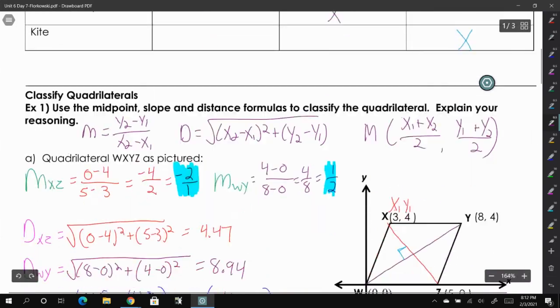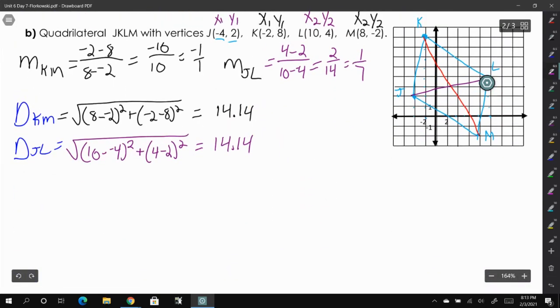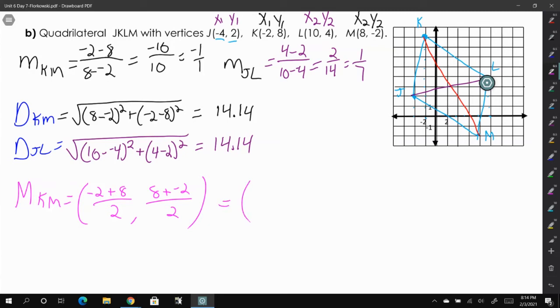So then we'll find the midpoint. The midpoint of KM is going to be -2 plus 8 over 2, comma, 8 plus -2 over 2. -2 plus 8 is 6. 6 over 2 is 3. 8 plus -2 is 6. 6 over 2 again is 3.